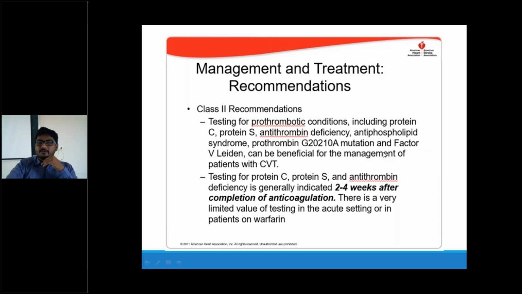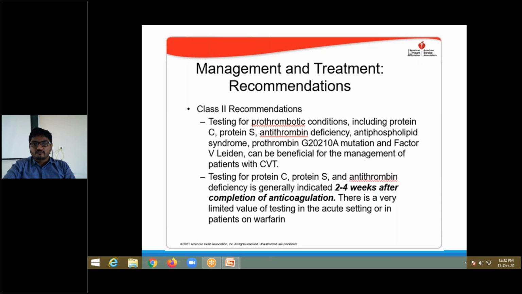And what are the antibodies seen in antiphospholipid antibody syndrome? Beta-2 glycoprotein antibody, lupus anticoagulant, right?